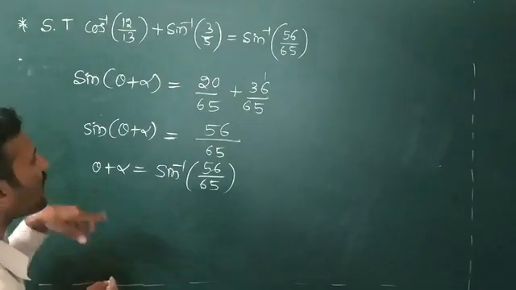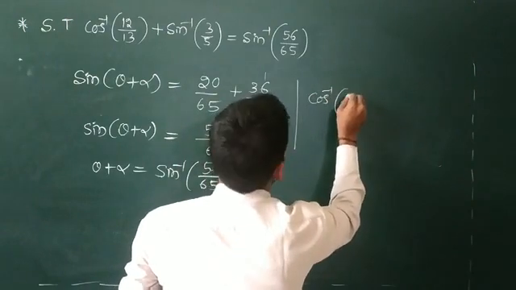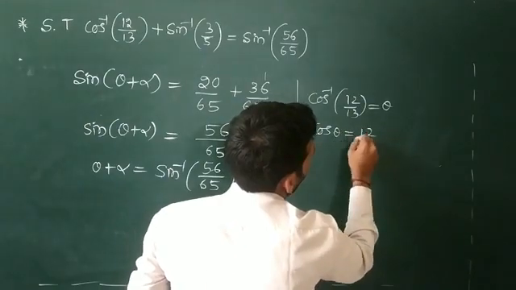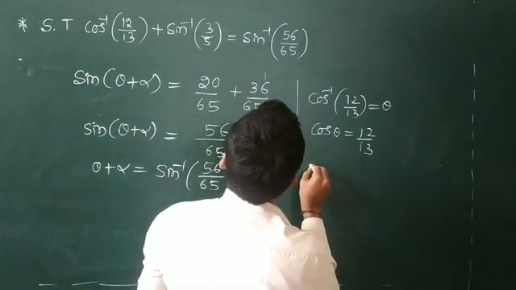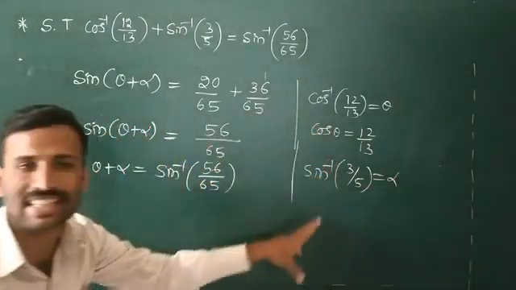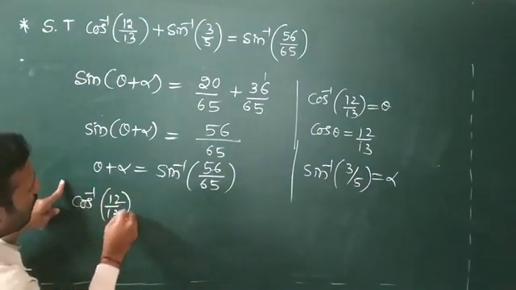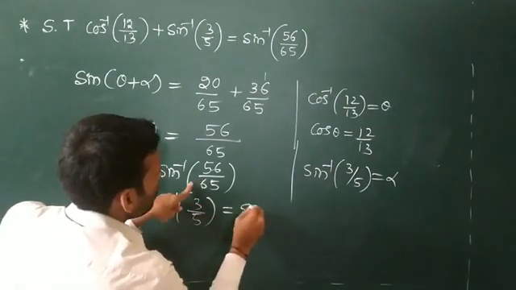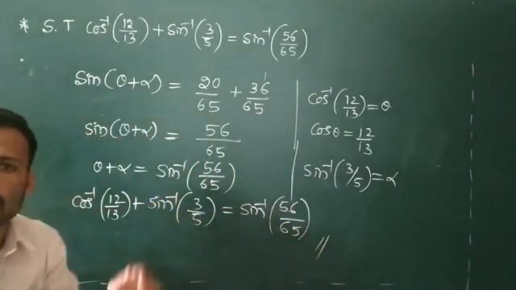What about theta? Theta is known already: theta is cos inverse of 12 by 13, that is, cos theta is 12 by 13, as we considered. What about alpha? Alpha is sin inverse of 3 by 5. Just replacing these two, theta is cos inverse of 12 by 13 plus alpha is sin inverse of 3 by 5, which equals the RHS, sin inverse of 56 by 65. Hence proved.